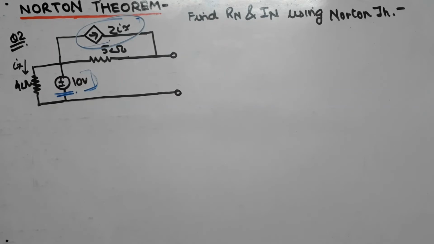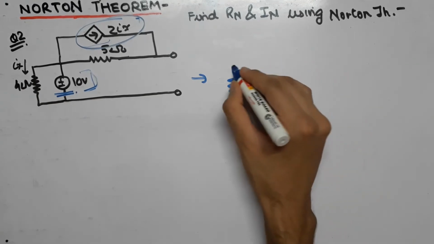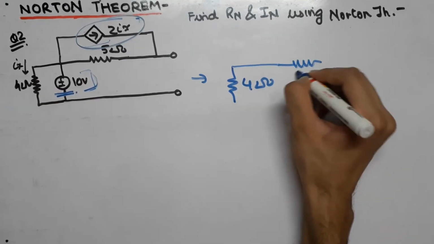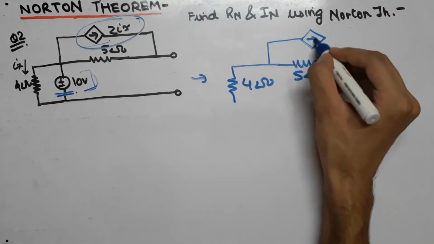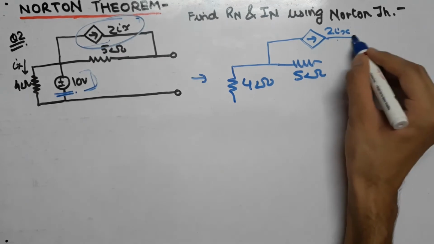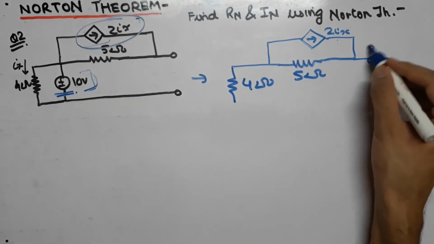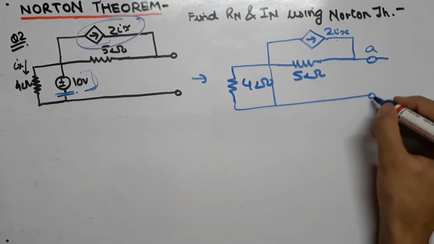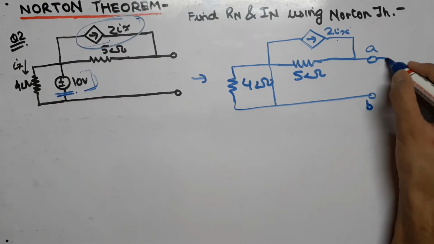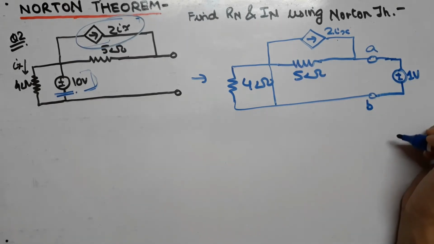That is, the equivalent circuit for RTH or Rn will come out to be, that is 4 ohm will be here. We will leave the dependent sources as they are, that is 2Ix is in parallel to the 5 ohm resistor. Now the main part of the question is that now we will have to attach a 1 volt voltage source across the terminals A and B.